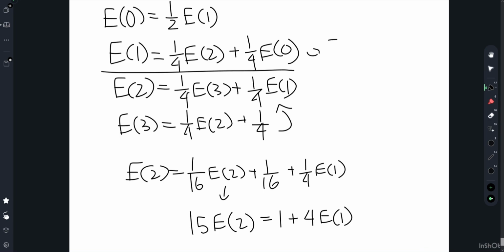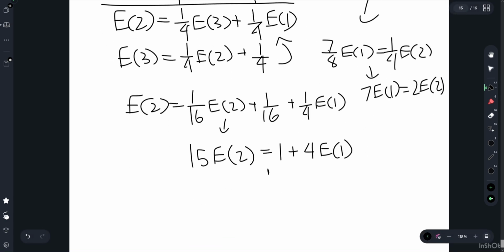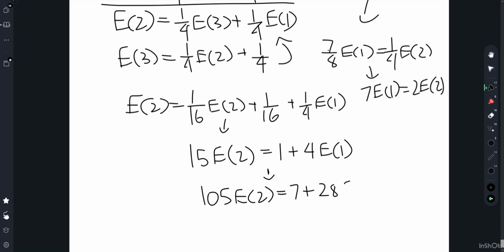This equation is just E1 is equal to 1/4 E2 plus 1/8 E1. So this just gives us 7/8 E1 is equal to 1/4 E2. Multiplying on both sides, we get 7 E1 is equal to 2 E2. So let's multiply this equation by 7. Then we get 105 E2 is equal to 7 plus 28 E1.